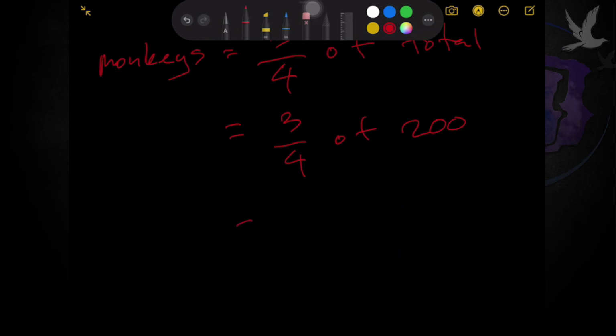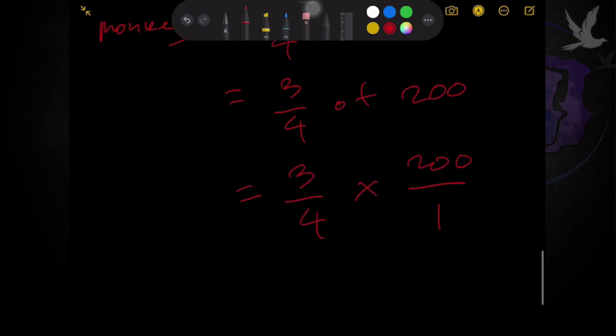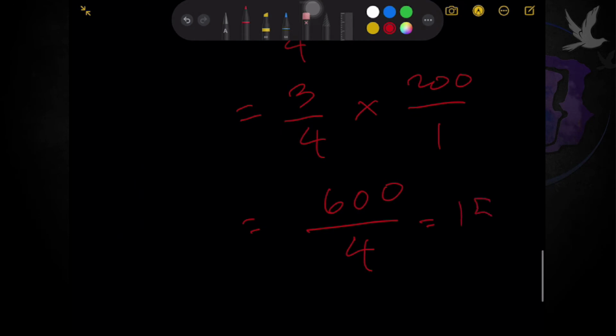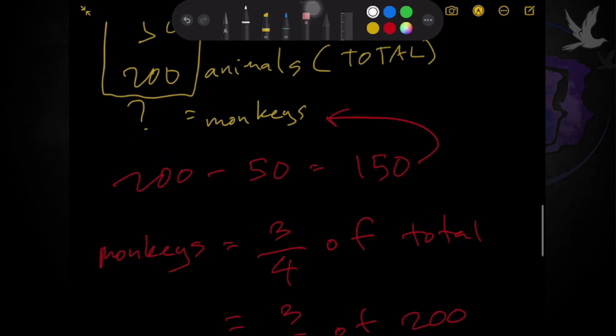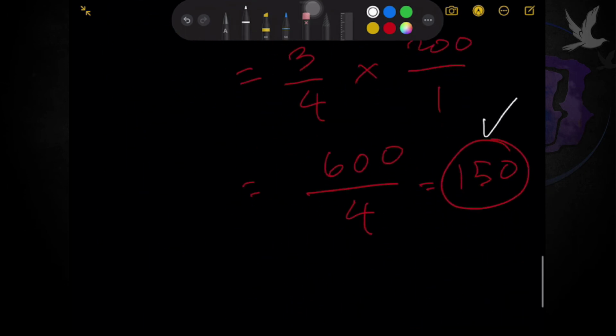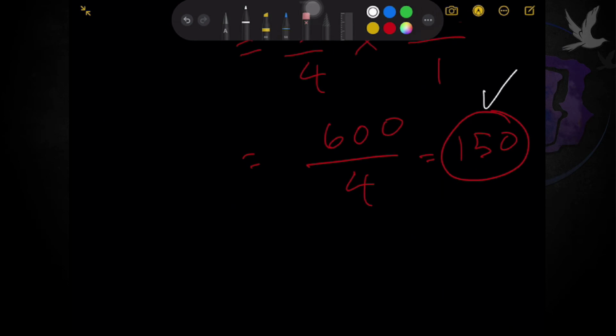So, ibig sabihin dito ngayon, solving this how I taught you, 200/1, in which you are now left with 600 divided by 4. 600 divided by 4 will now leave you with 150. And if you notice that our answer here is the same as this one. Okay. That is when the total is given. That is how you solve parts of the fraction. I mean the pie charts.